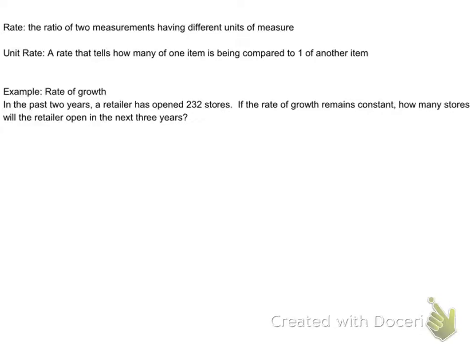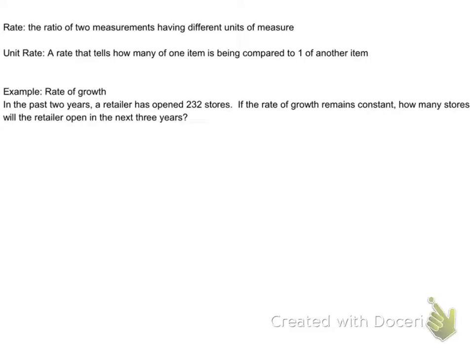What we have to do now is talk about rates and unit rates. Guys, a rate is the ratio of two measurements having different units of measure. Miles per hour is a rate. Cost per item is a rate. $2 per pencil, right? Or whatever it is. 25 cents a candy bar. Per candy bar, it's a rate, it's a fraction.